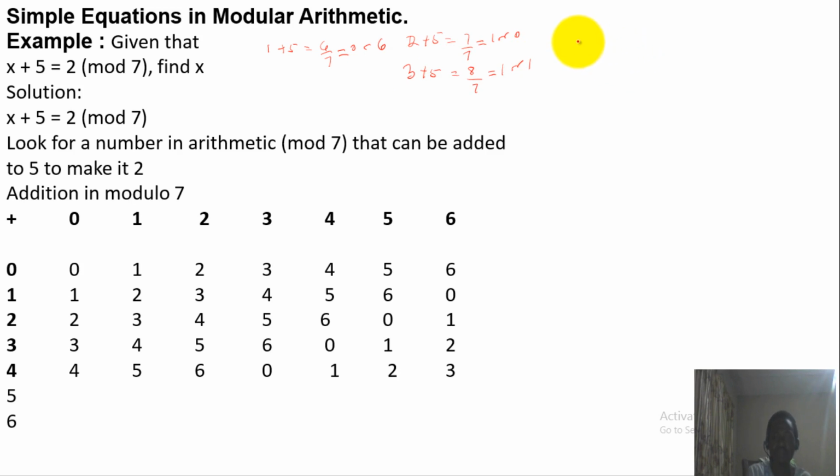Therefore, you try 4. 4 plus 5 will give you 9. 9 divided by 7, which is mod, will give you 1, then remainder 2. Therefore, this is returning 2. Practically, the answer is going to be 4. Therefore, in this particular case, s is 4.